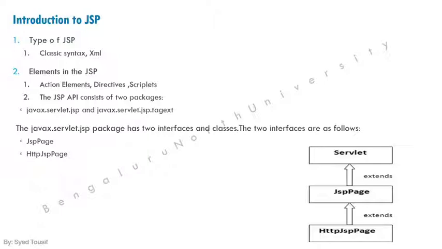Yesterday we saw the JSP package. The javax.servlet.jsp package has two interfaces, that is JspPage and HttpJspPage. HttpJspPage is a child of JspPage, as you can see in this image. HttpJspPage extends the JspPage interface, and the JspPage interface extends the Servlet interface. From a practical view, we are going to use the HttpServlet class.